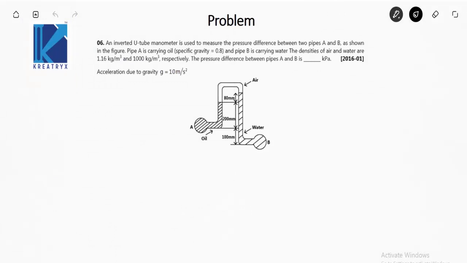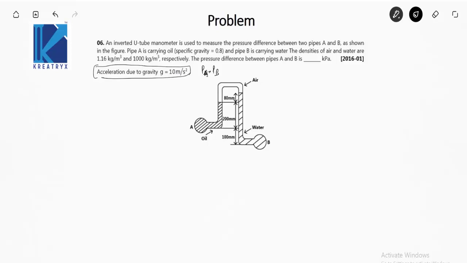An inverted U-tube manometer is used to measure the pressure difference between two pipes A and B as shown in the figure. Okay, pipe A is carrying oil, specific gravity is given, pipe B is carrying water. The densities of air and water are given respectively. The pressure difference between pipes A and B. Okay, how do you approach these types of questions? You need PA minus PB. Take care that you have to take acceleration due to gravity as 10 meter per second square. Yeah, you have to find PA minus PB.